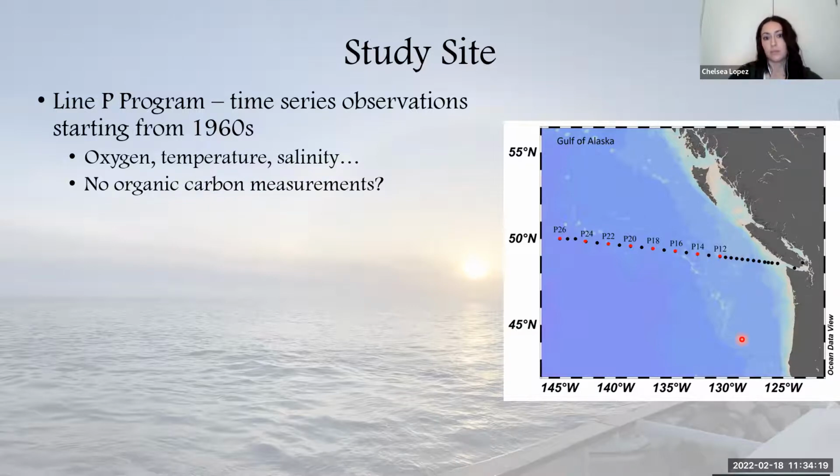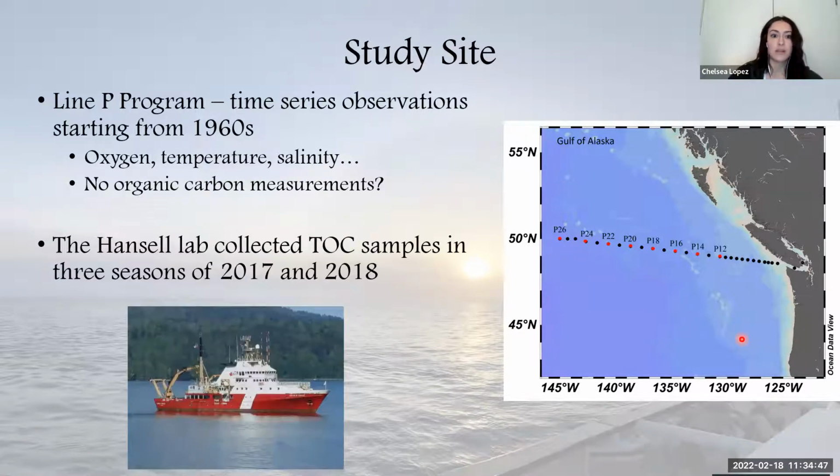And so this is a Line P program, which is operated by the Department of Fisheries and Oceans from Canada. So they use Canadian Coast Guard vessels to do this 3 times a year. So winter, spring, summer. They do your basic oxygen, temperature, salinity measurements, and they do the rosette bottle data. But there hasn't really been any organic carbon measurements going on in this hydrographic program. So the Hansel lab collected samples in 2017 and 2018 in all 3 seasons.